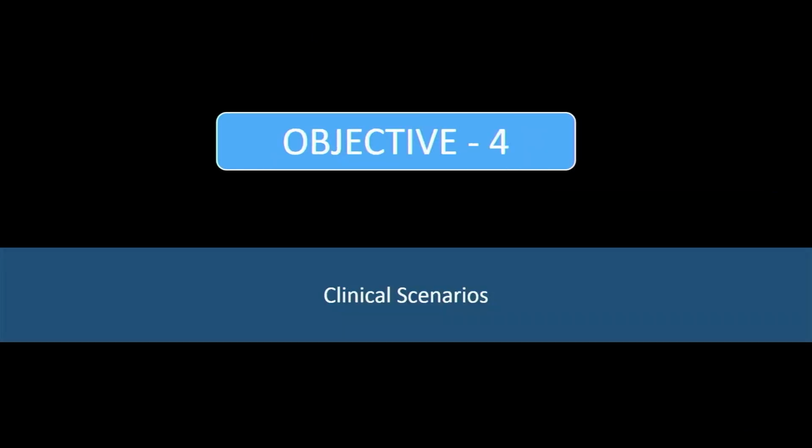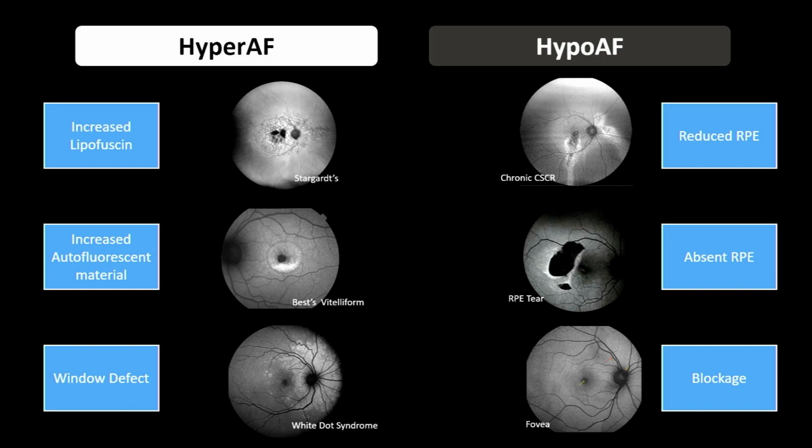Now I will discuss some clinical scenarios. Fundus autofluorescence can be hyperautofluorescent or hypoautofluorescent. If it is hyperautofluorescent, it can be because of increased lipofuscin in the retinal pigment epithelium, like in Stargardt disease. It can be because of increased other autofluorescent material, like in Best vitelliform disease, or maybe due to some window defects. It can be hypoautofluorescent because of reduced epithelial cells, or due to RPE atrophy, like in RPE tear, or due to blockage by some other pigments, like I already discussed in the fovea case.